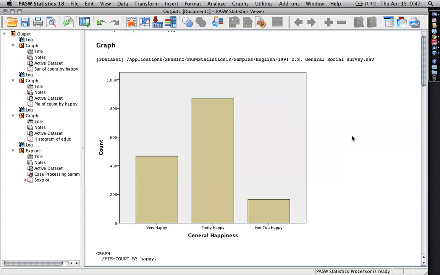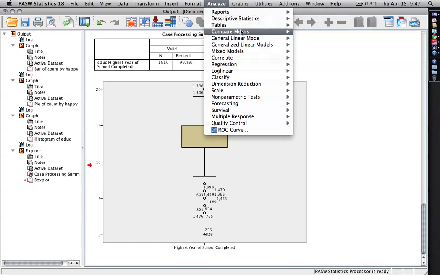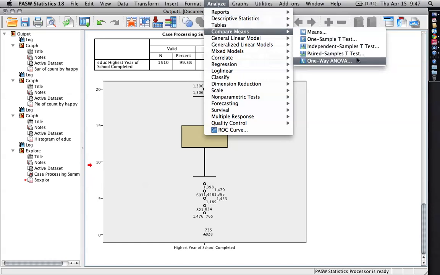So I'm going to come back down to the bottom here. I'm going to go to Analyze, Compare Means, One-Way Analysis of Variance, also known as ANOVA or ANOVA, you know, pronounce it either way. And again, it's one-way because I'm using one factor, in this case happiness, which has three categories, to predict, or in association with, a quantitative outcome, which is level of education.